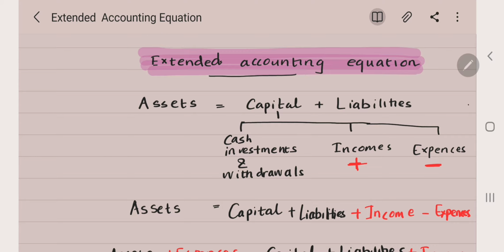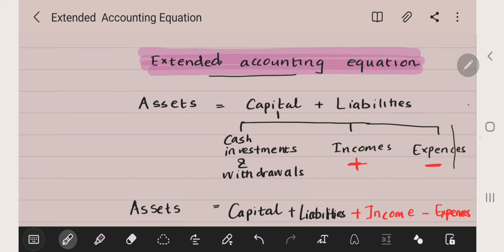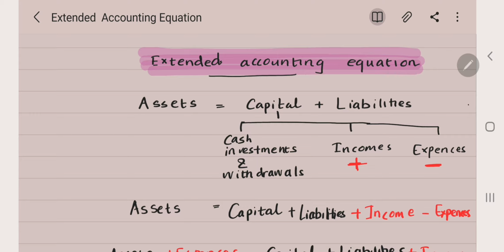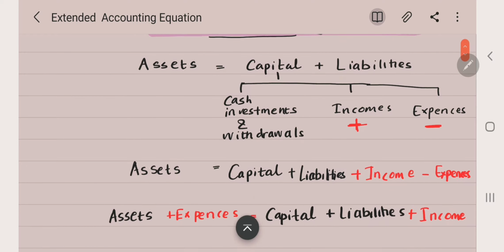Hi, today we are going to discuss the extended accounting equation. Prior to that, we'll discuss what we did in the last video. There, I told you that assets are equal to capital plus liabilities, and that is our basic accounting equation.